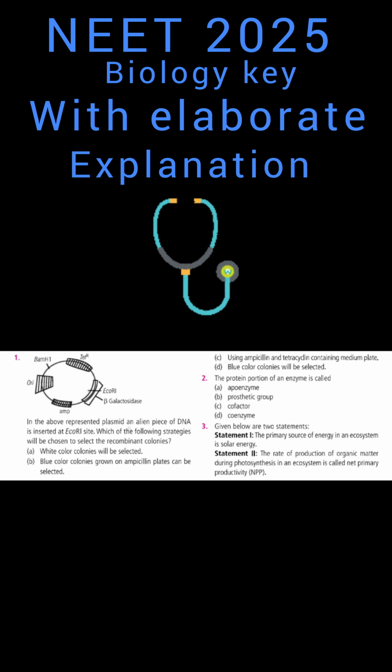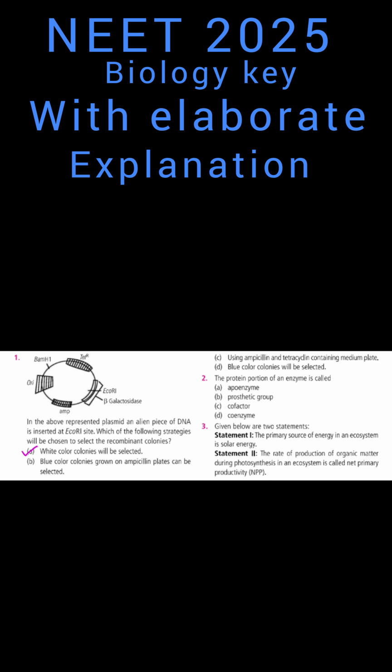In the above represented plasmid, an alien piece of DNA is inserted at the EcoR1 site. Which of the following strategies will be chosen to select the recombinant colonies? Here the answer is option A. White color colonies will be selected.